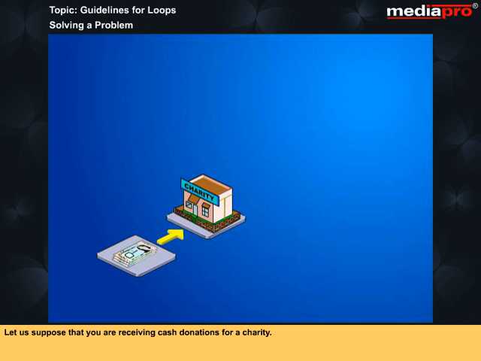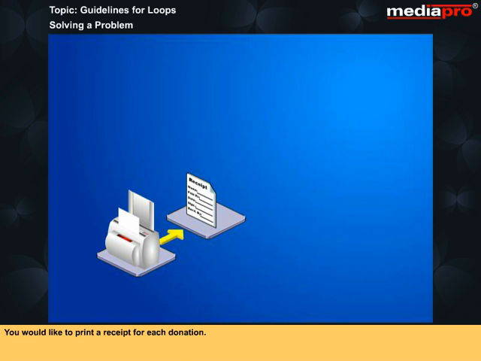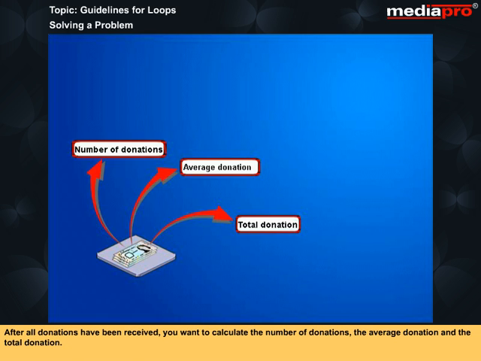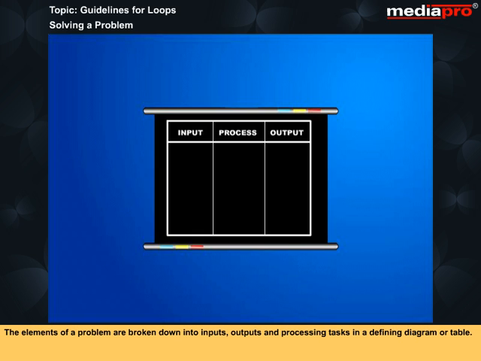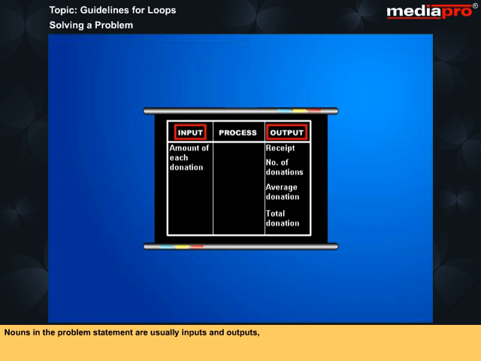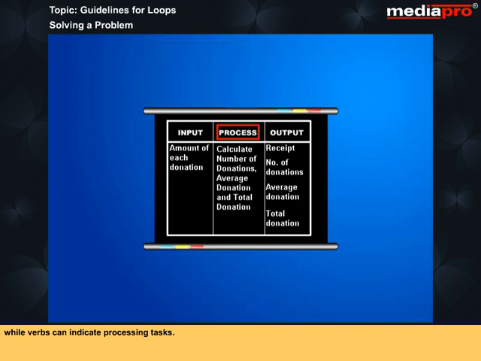Let us suppose that you are receiving cash donations for a charity. You would like to print a receipt for each donation. After all donations have been received, you want to calculate the number of donations, the average donation, and the total donation. The elements of a problem are broken down into inputs, outputs, and processing tasks in a defining diagram or table. Nouns in the problem statement are usually inputs and outputs, while verbs can indicate processing tasks.